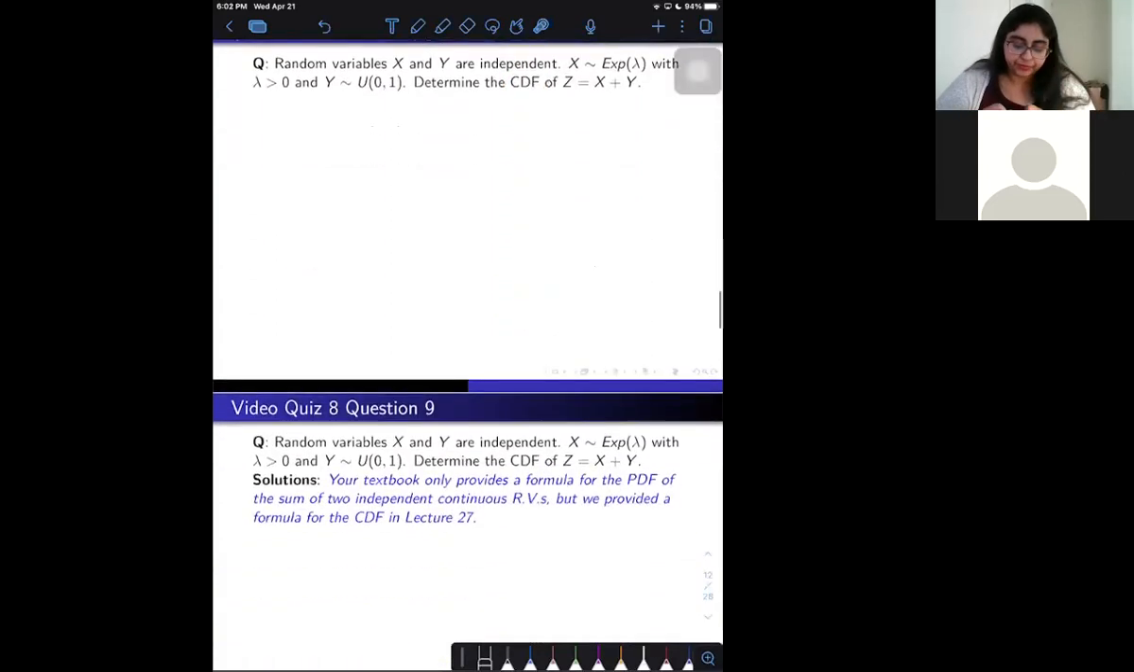So we again have two random variables which are independent. The first variable x belongs to the exponential distribution with lambda greater than 0, and y belongs to the uniform distribution on 0 and 1. We have to find the CDF for z, which is the sum of these two. So let's see how we would do that.